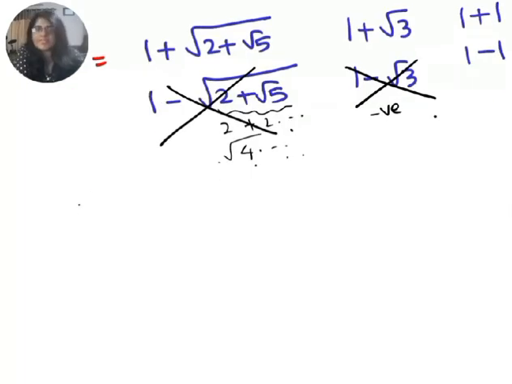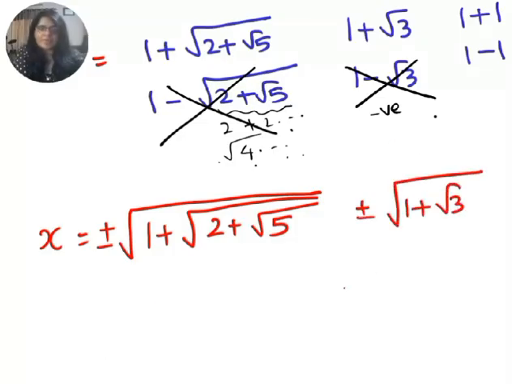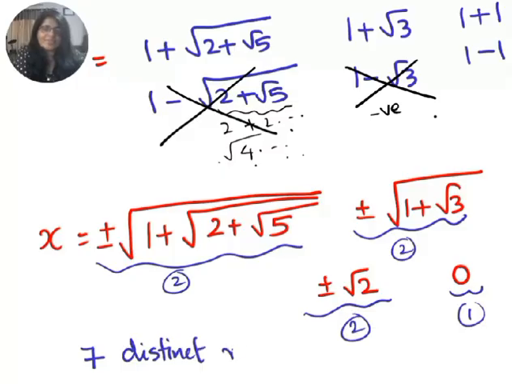So the values of x can be plus or minus square root of (1 plus square root of (2 plus square root of 5)), and also it can be plus or minus square root of (1 plus root 3), and also it can be square root of 2 or minus square root of 2, and also it can be 0. So you can see how many values are possible. There are 2 values here, 2 values here, 2 values here, and 1 value here. So altogether there are 7 distinct real roots for this particular equation.